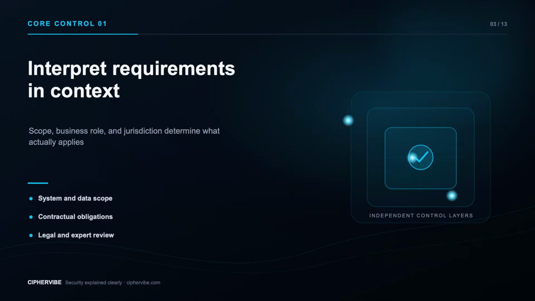The first building block is interpret requirements in context. Determine which systems, data, customers, geographies, and business activities are in scope before mapping a framework. Use qualified legal, privacy, compliance, and audit guidance for interpretation. Technical teams should implement approved requirements rather than inventing legal conclusions from a control title.